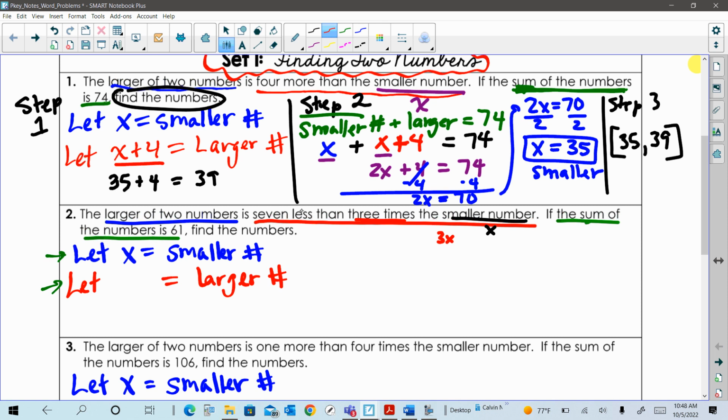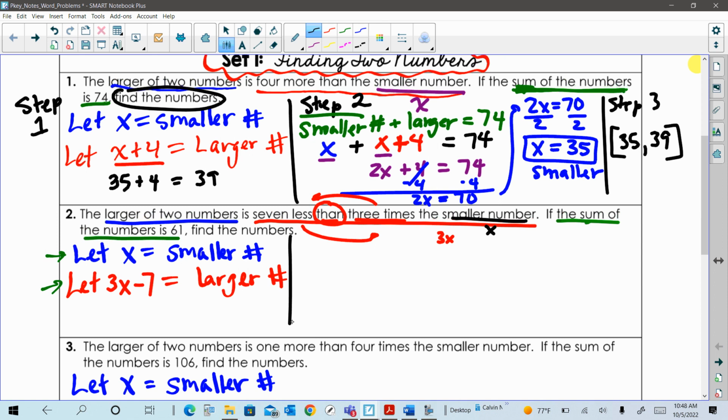But if I do 7 less than that, remember this less than is that switch around word. I have to switch it around whenever I see the word than. So this would be 3x minus 7. That's the larger. Okay, so that takes care of step 1, the let statements. Now we need to write the equation.